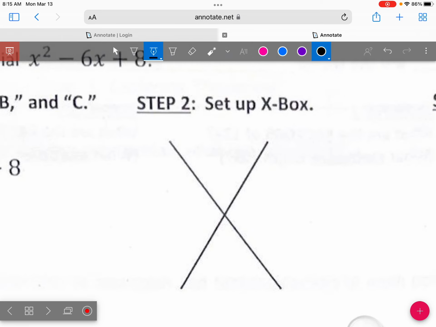So in our X frame here, we take our A times C at the top and we put our B value at the bottom. Our A is 1, our C is 8. 1 times 8 is 8. We put the B value at the bottom, -6. Now comes the mathy part: we find a pair of numbers that multiplies to be 8 and adds to be -6. What's a pair of numbers that multiplies to be 8 and adds to be -6?